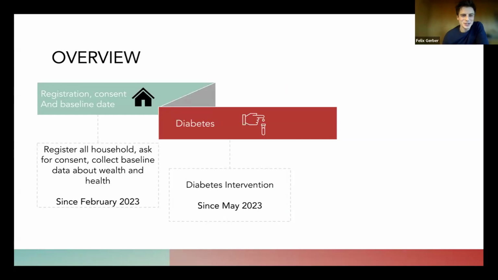We started out by setting up our cohort in early 2023, registering all the people living in the villages, and then step by step, we introduced the different interventions. A few months after this, the diabetes intervention, and then later on the hypertension intervention. Since September 2023, we now have this integrated intervention for diabetes and hypertension ongoing.